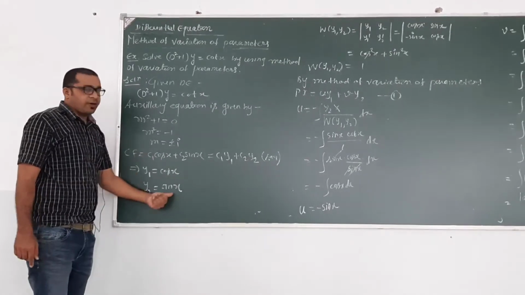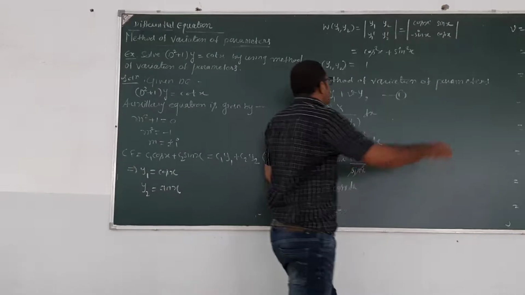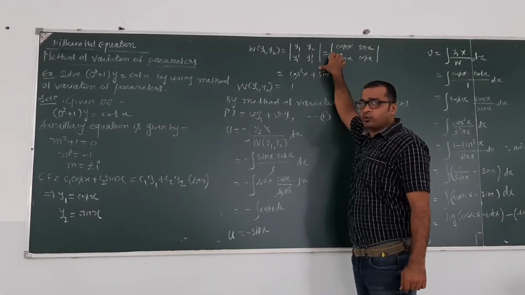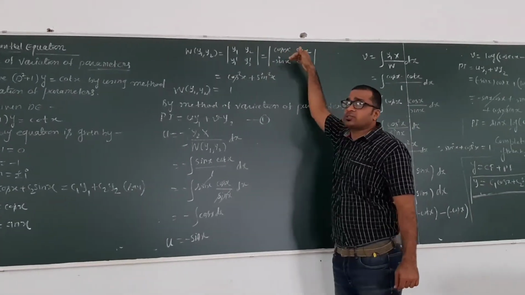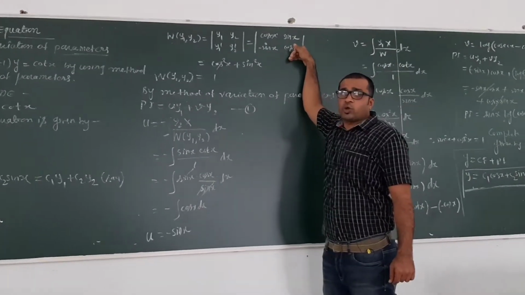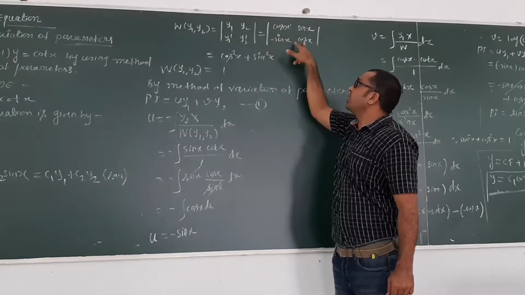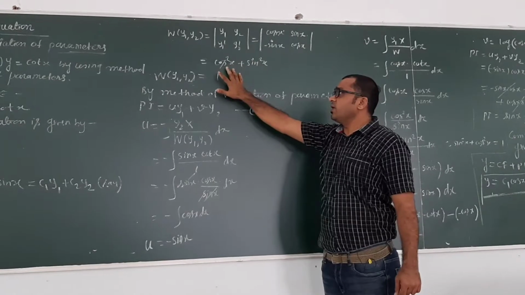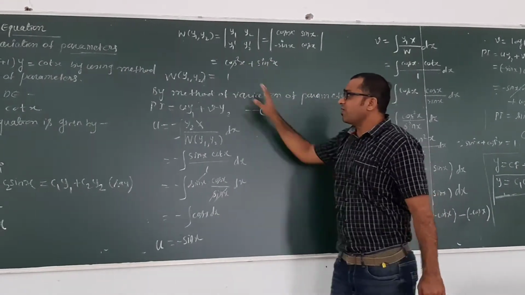Now the next job is to find the Wronskian of y1, y2, which is defined by the determinant y1, y1 dash, y2 and y2 dash. y1 is written, y2 is written. The derivative of cos is minus sin, and the derivative of sin is cos. Solving the determinant by cross multiplication, we get cos square x minus of minus sin square x, that is cos square x plus sin square x, which we know is 1. So the Wronskian value we got is 1.